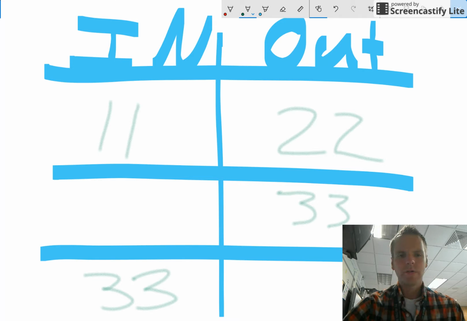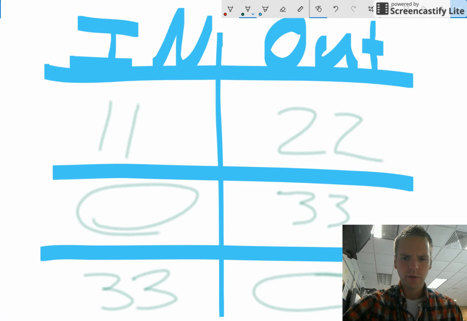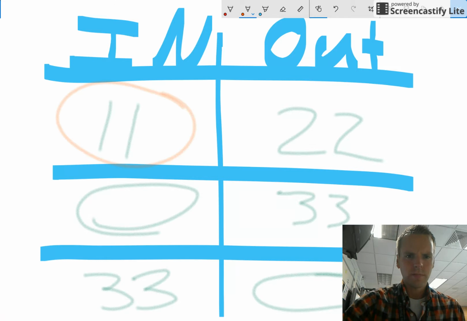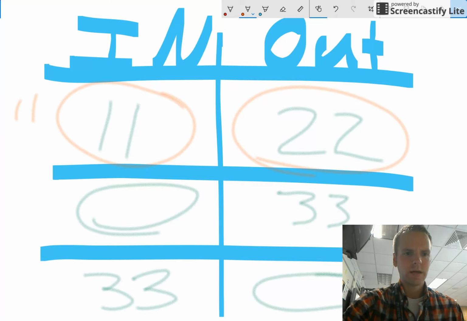So what, again, friends, I need to figure out is what this in number is and what this out number is. But to help me do that, I'm going to look at these two numbers and think about how we get from 11 to 22. And I know that when I add 11 plus 11, that equals 22. So my rule for each row is to add 11 each time.